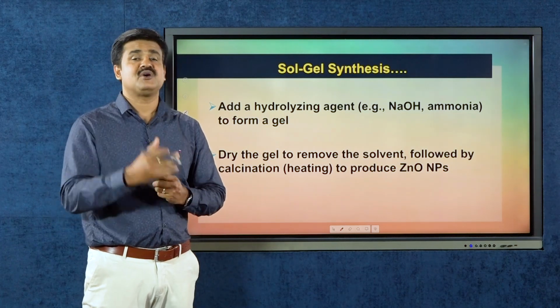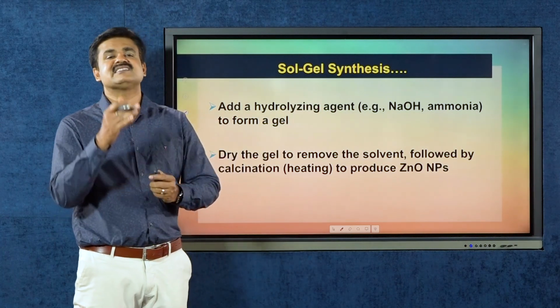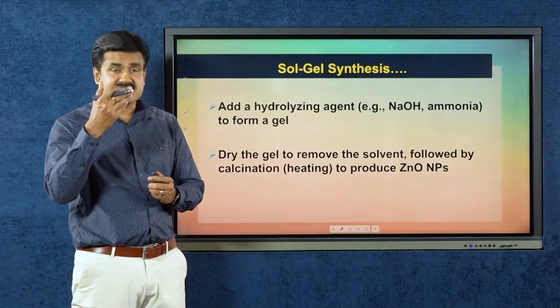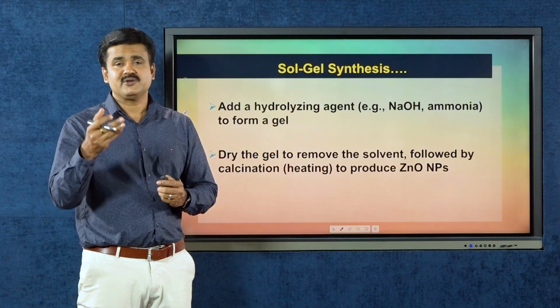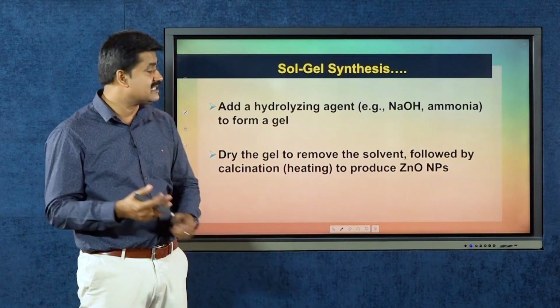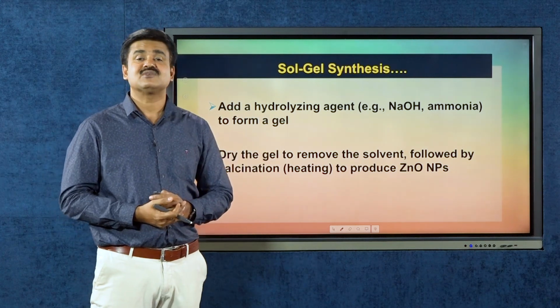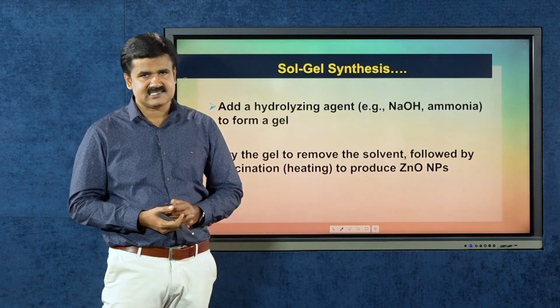Then we have to add a hydrolyzing agent like NaOH or ammonia. It is converted to a gel. That gel, on gradual evaporation of the solvent, produces dry gel, which on further heating or calcination produces the ultimate zinc oxide nanoparticles of high purity and controlled size.